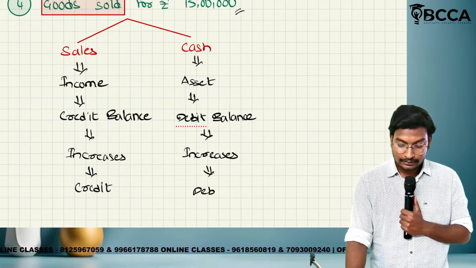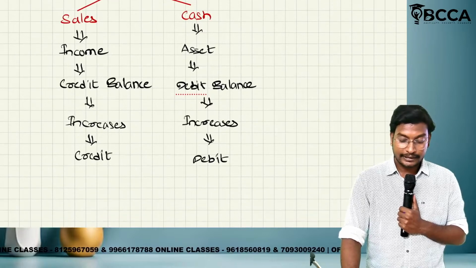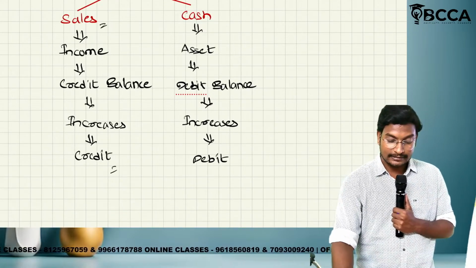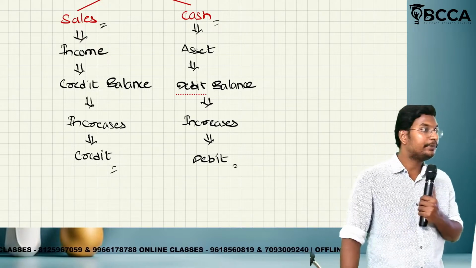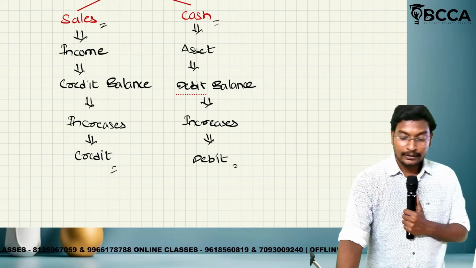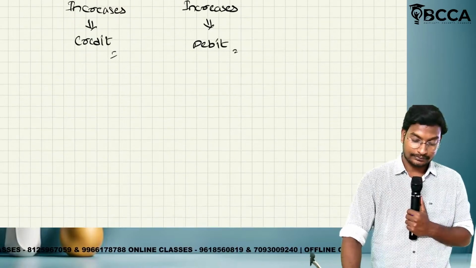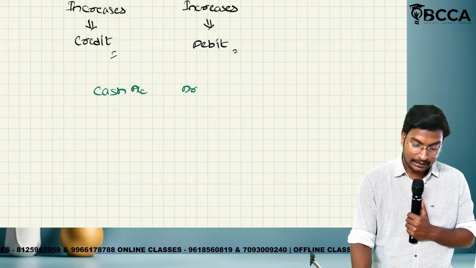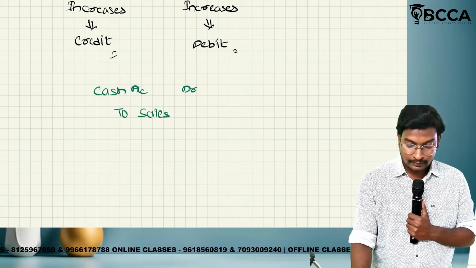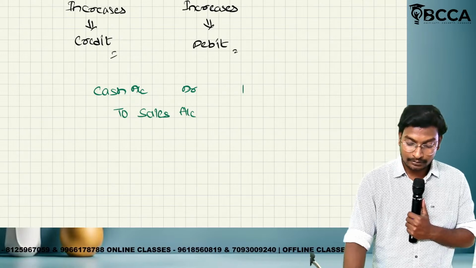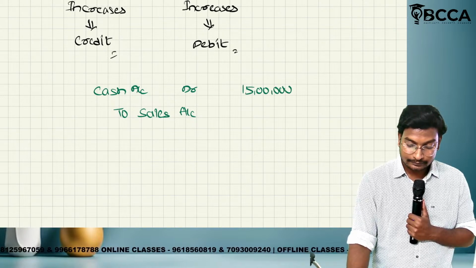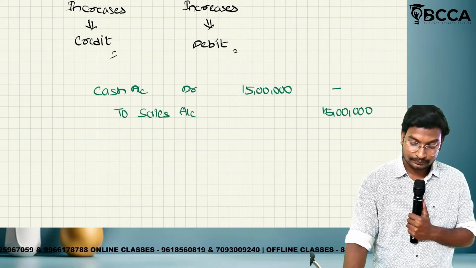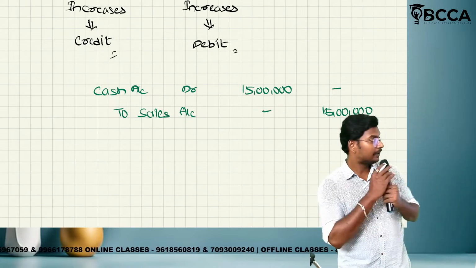So what is the entry, ma? Here what is the entry we have to record? So sales is credited, cash is debited. First we need to write the debit account name. So what is the entry, ma? Cash account debit to sales account. What is the amount? 15 lakhs and 15 lakhs.